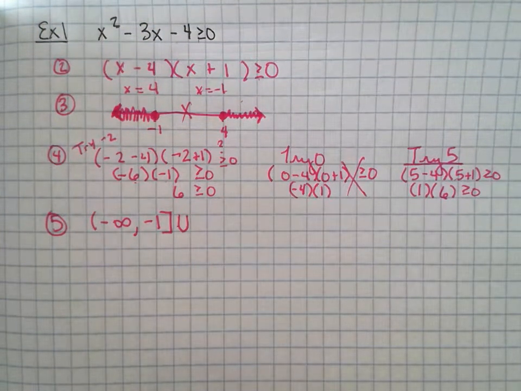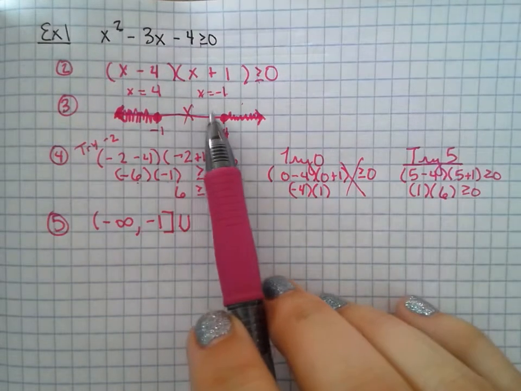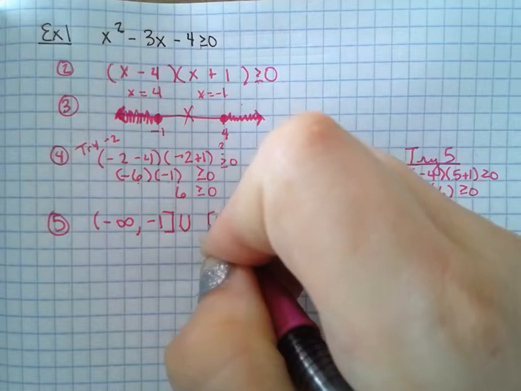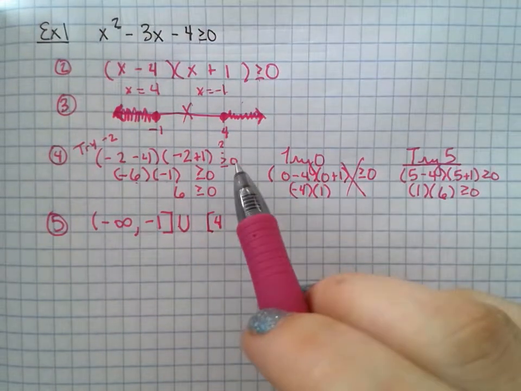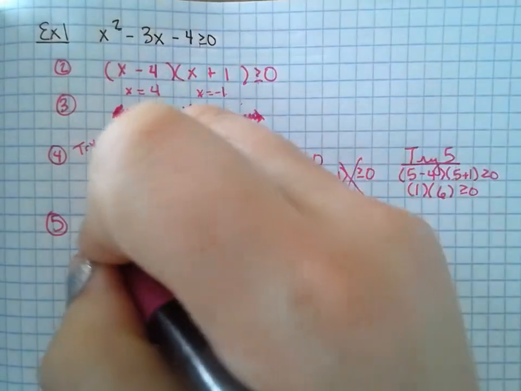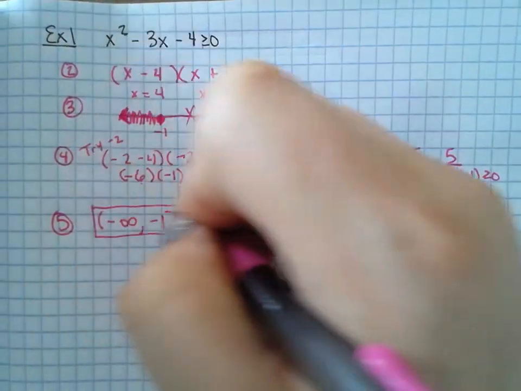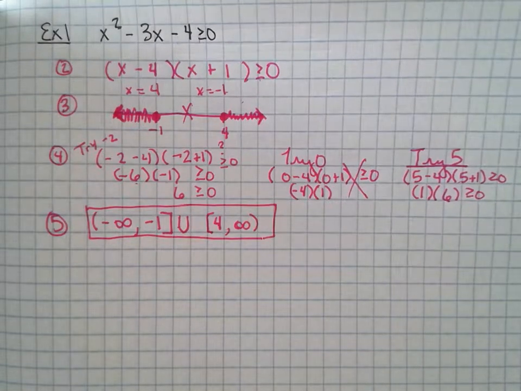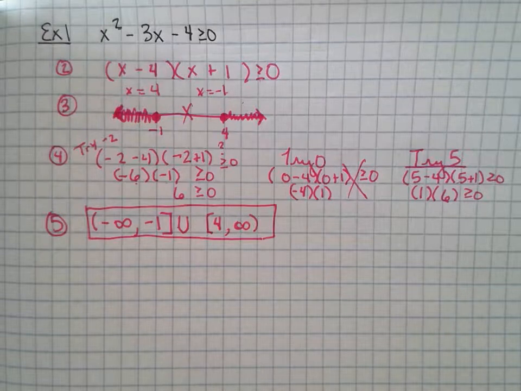Okay. Then over here, where would I start up again? 4. What symbol am I using there? Bracket. If those were open circles, what would I use? Parentheses. And it's going to positive infinity. We always use parentheses with infinities. That is how you would express your answer. A lot of steps, but not terrible, right? If you understood what we did last time with the factoring and everything, not terrible.